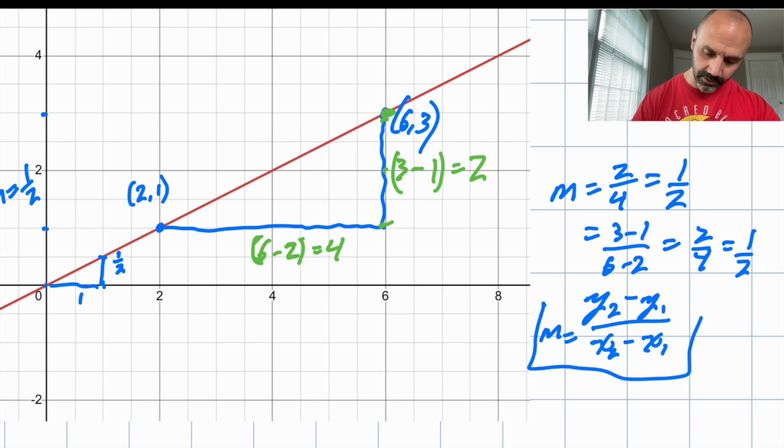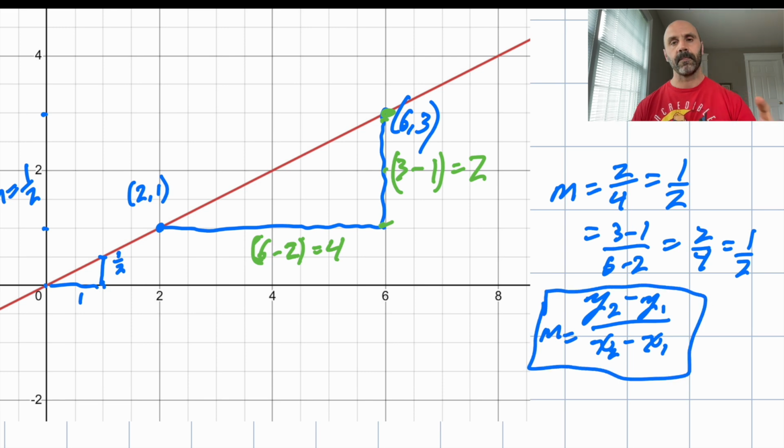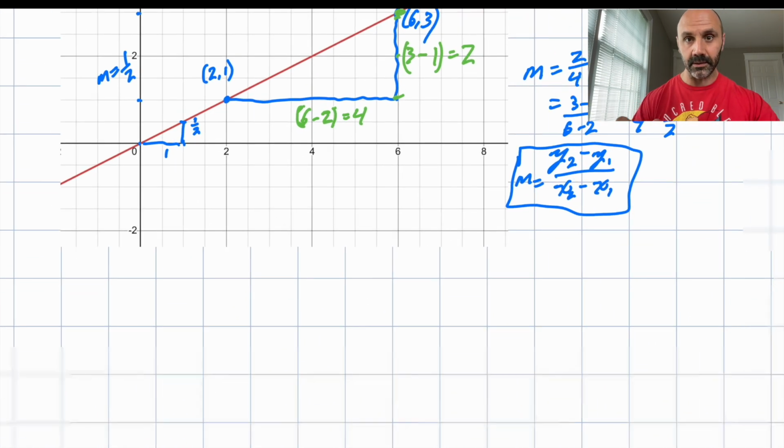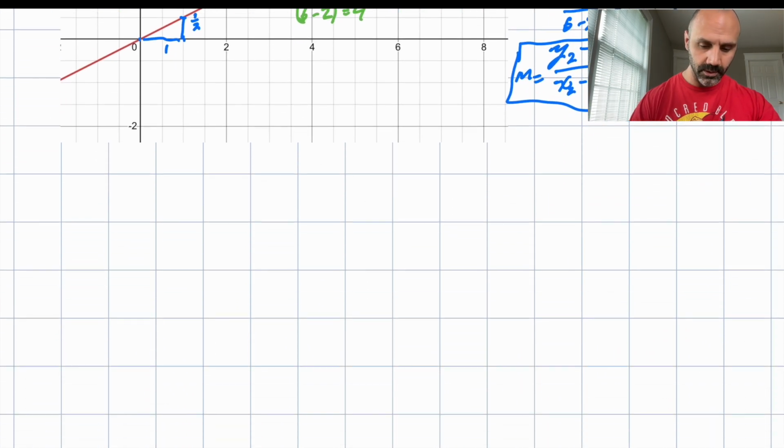So all it's doing is telling us the vertical change over the horizontal change. We put that in there, and then we simplify so that we can get one number, and that number tells us the vertical change for every 1 unit of horizontal change. So that is the meaning of the formula and where it comes from.